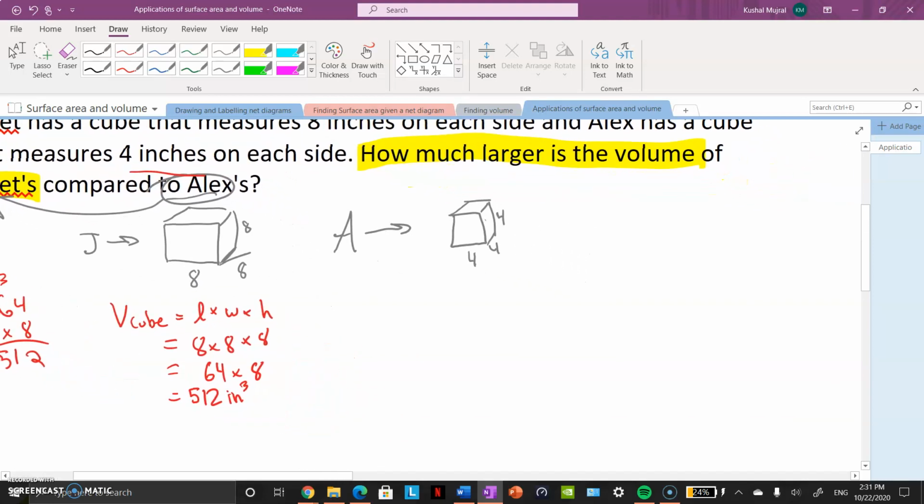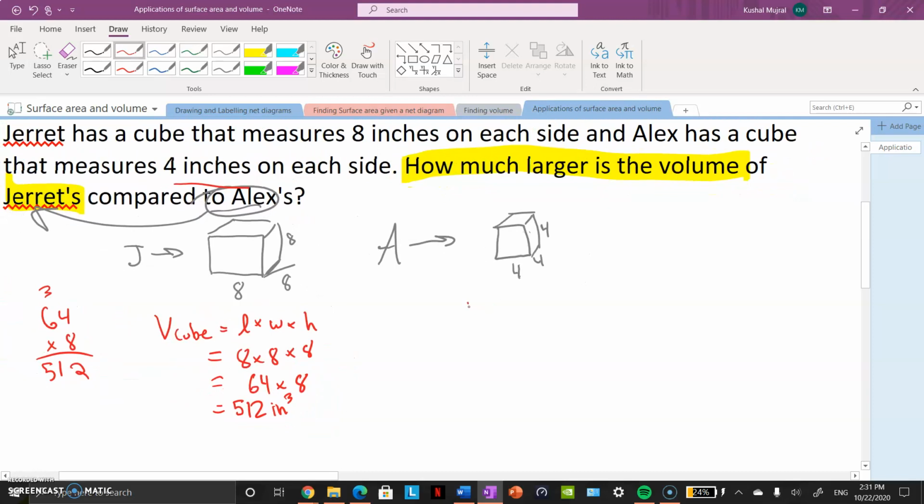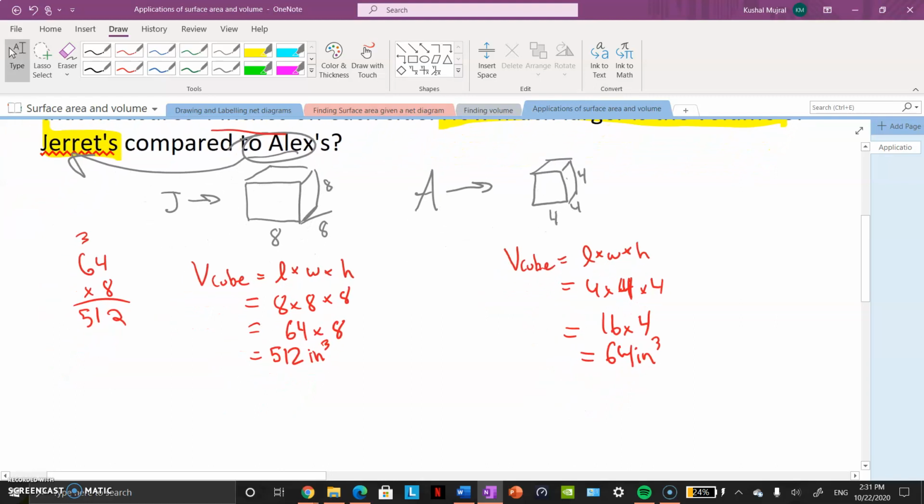So let's look at the volume of Alex's cube. So V cube equals length times width times height, which is 4 times 4 times 4, which is 16 times 4, which is 64, okay, inches cubed. So how much larger is Jarrett's compared to Alex's? So you're going to subtract 512 minus 64, so we can see how much bigger this one is compared to this one.